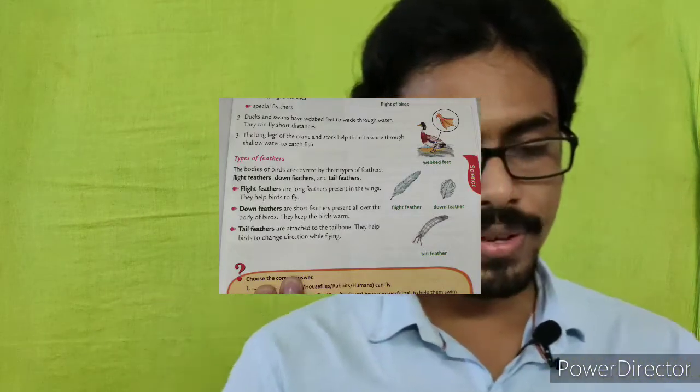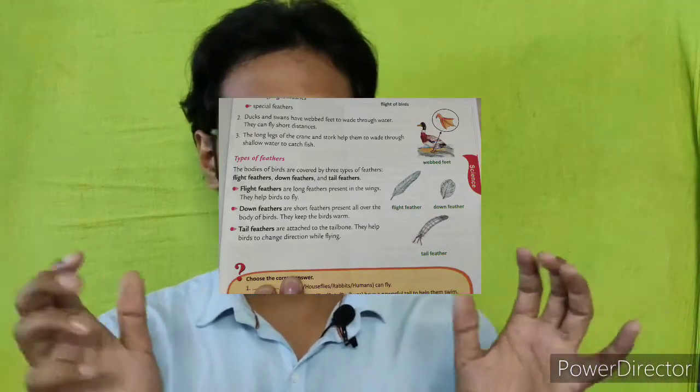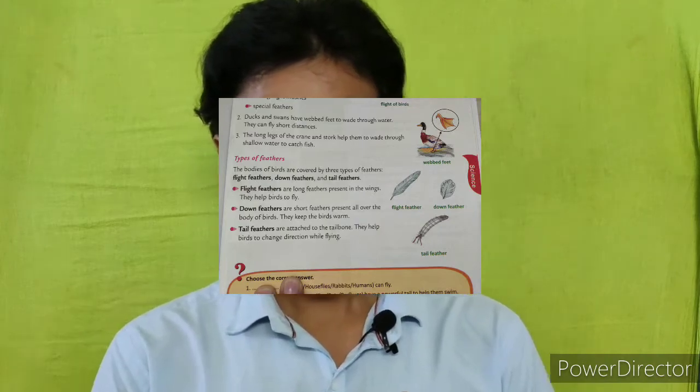Next one, let's talk about the types of feathers present in birds. There are three types of feathers. One is flight feather, one is down feather, and one is tail feathers. Flight feathers are long and very compact. These are mainly present in the wings so that they can fly easily.